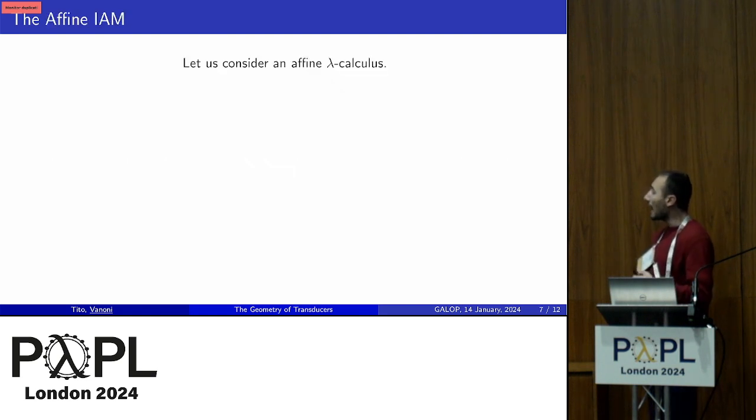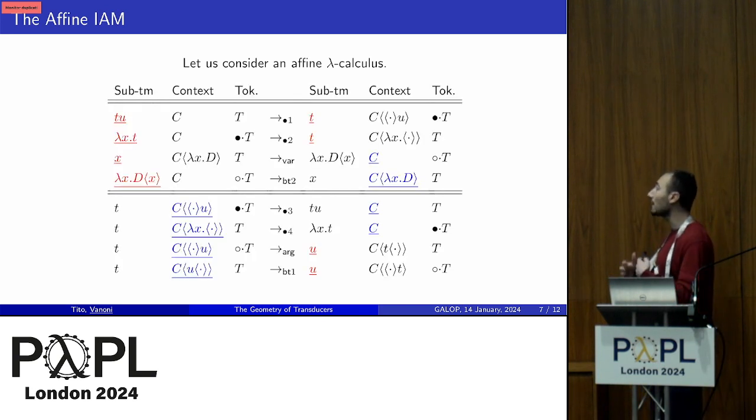So let's start from the affine interaction abstract machine. So we consider an affine lambda calculus. This is a very simple object, and the machine that implements the affine lambda calculus is very, very simple. In particular, it's this machine. It's very elegant. It's symmetric. It's a reversible machine. And we have just one stack, which here we call the token, following the tradition of the geometry of interaction. And this token is just made of black or white dots. So it's a very, very simple stack.